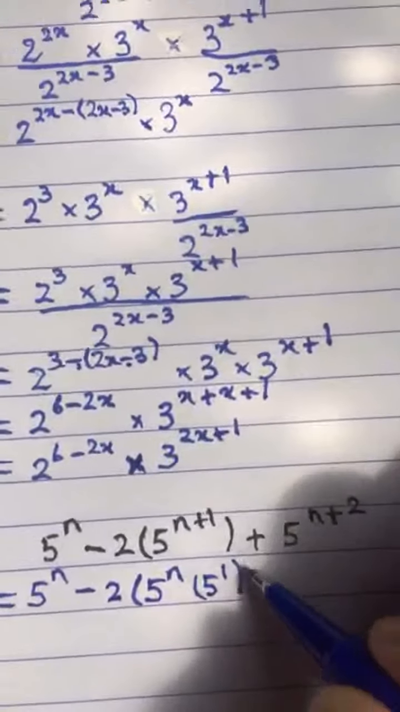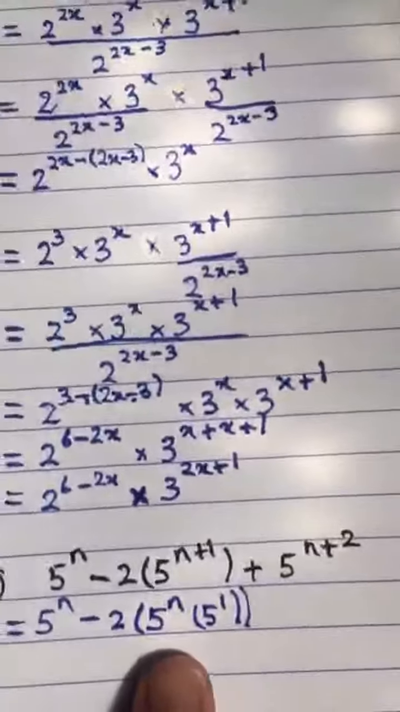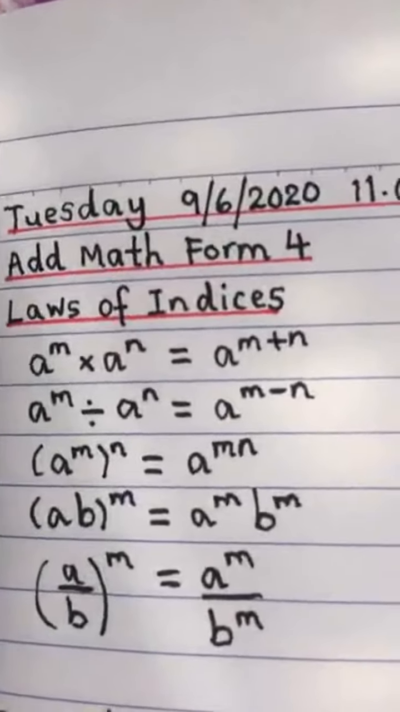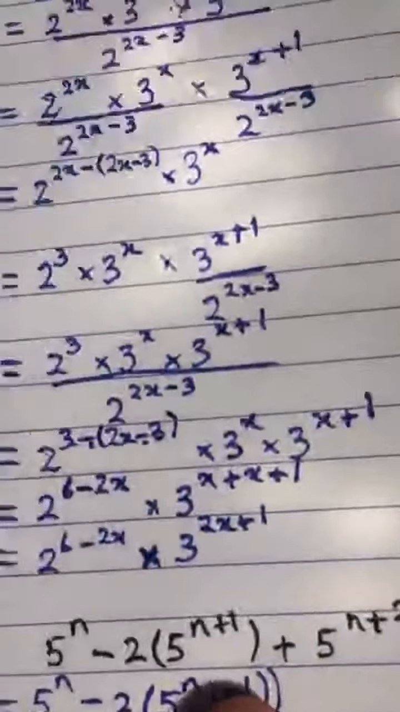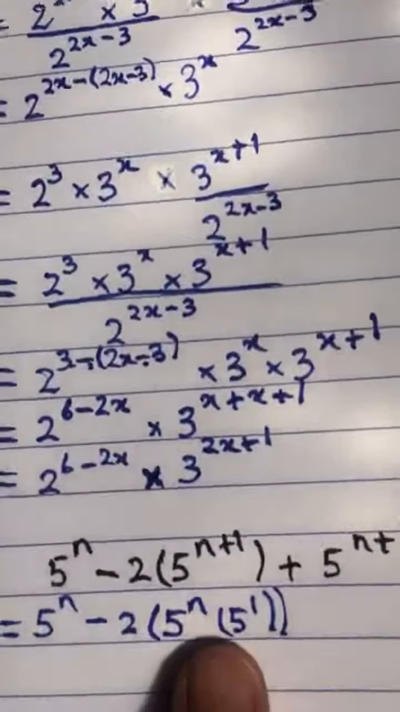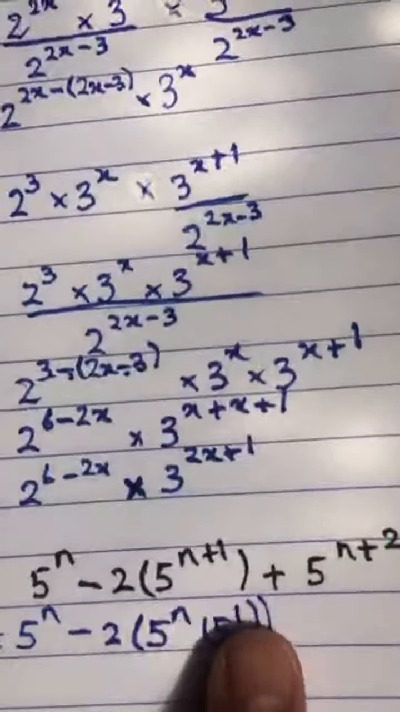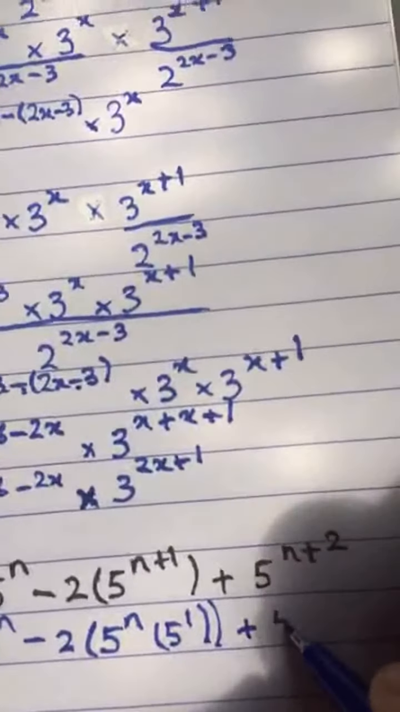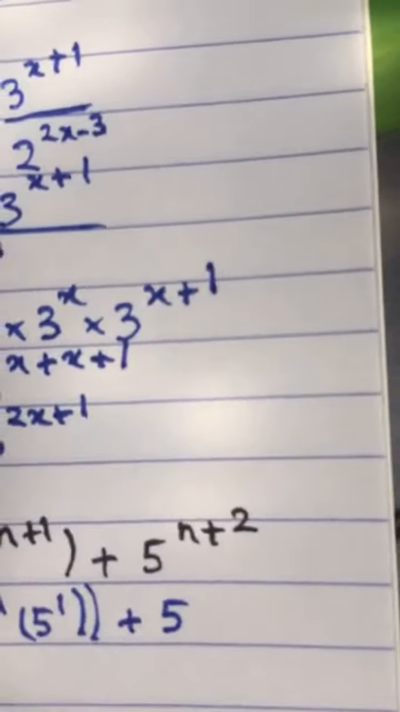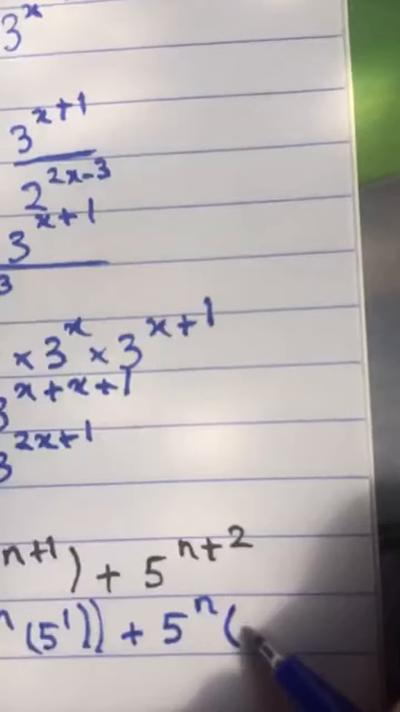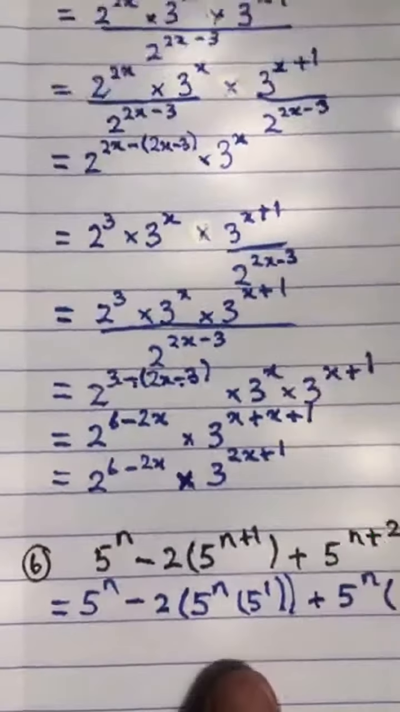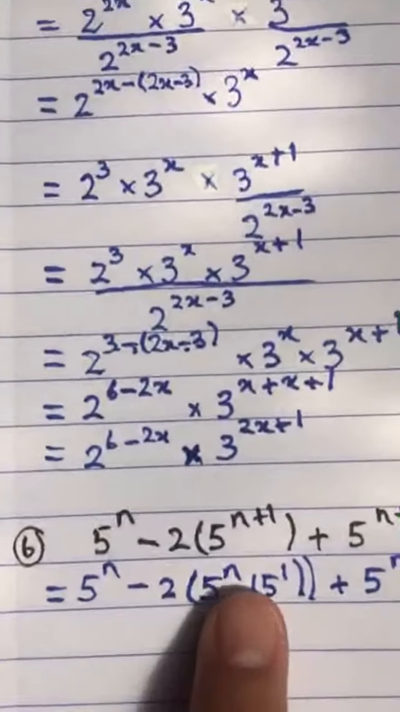Okay, why does it become 5 power 1? Because according to the law of indices, the first law, when you have times, you're going to have plus. So same thing here. If you have plus, you're going to have times. So you're going to have 5 power n times 5 power 1. When you combine these two, it becomes the above. Okay, do the same thing for this expression. You have 5 power n times, I put bracket, 5 square. So now you have everything there, 5 power n, 5 power n, 5 power n.